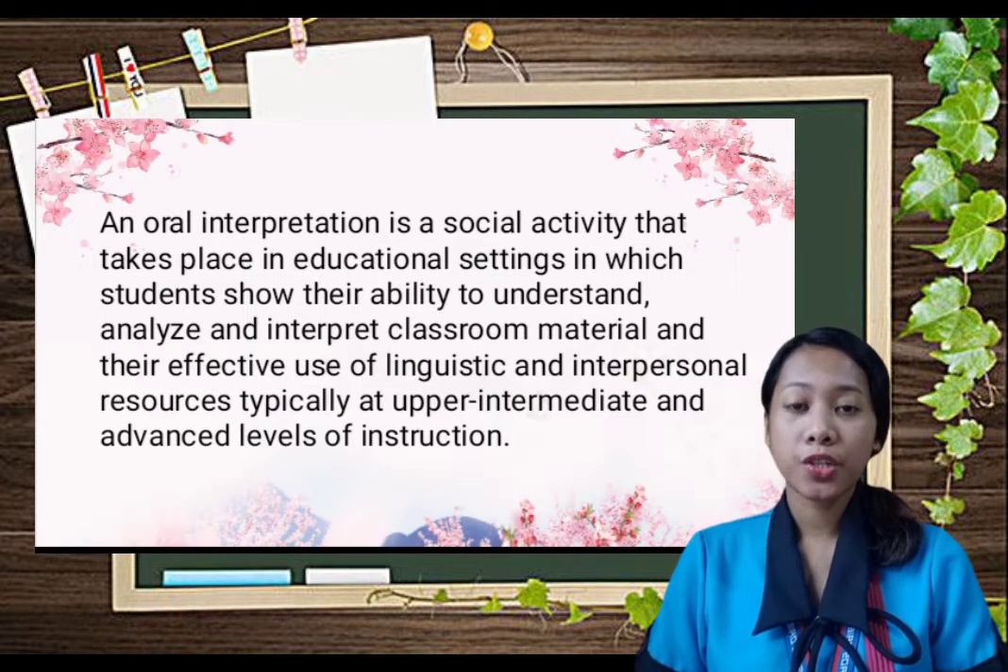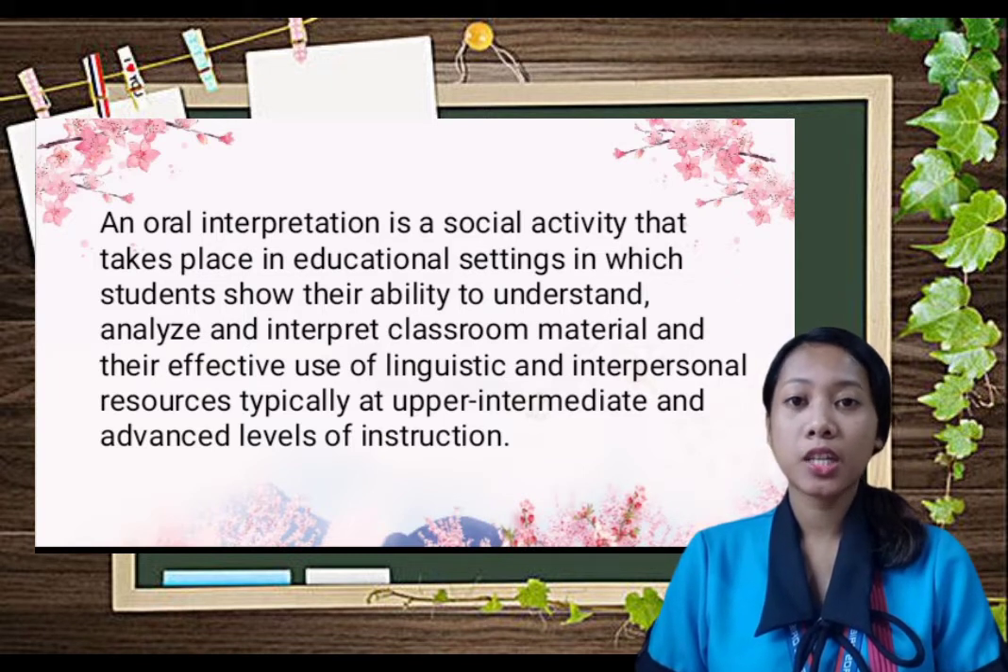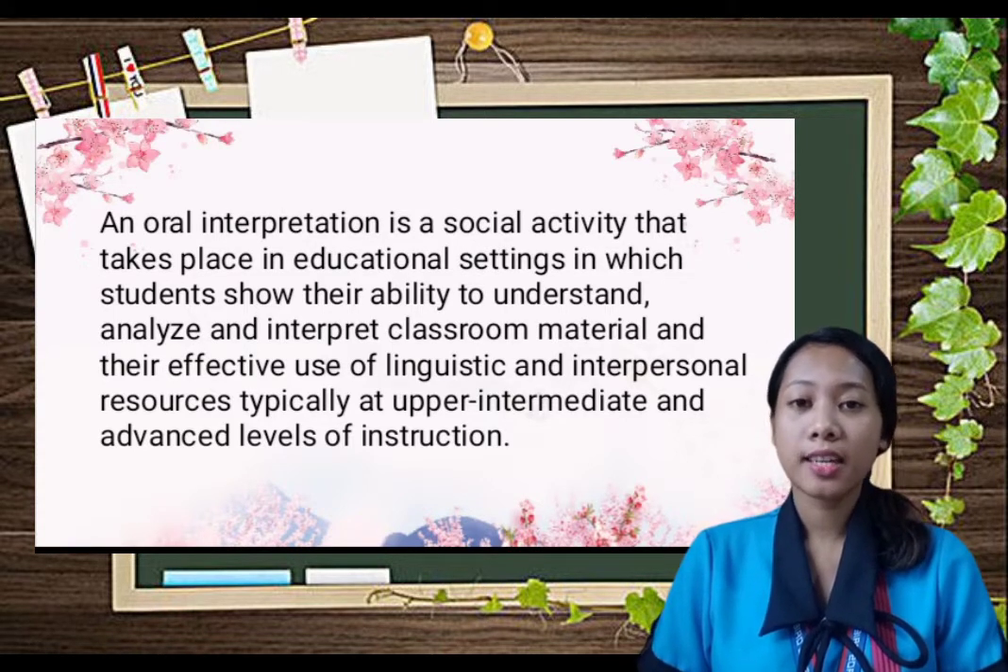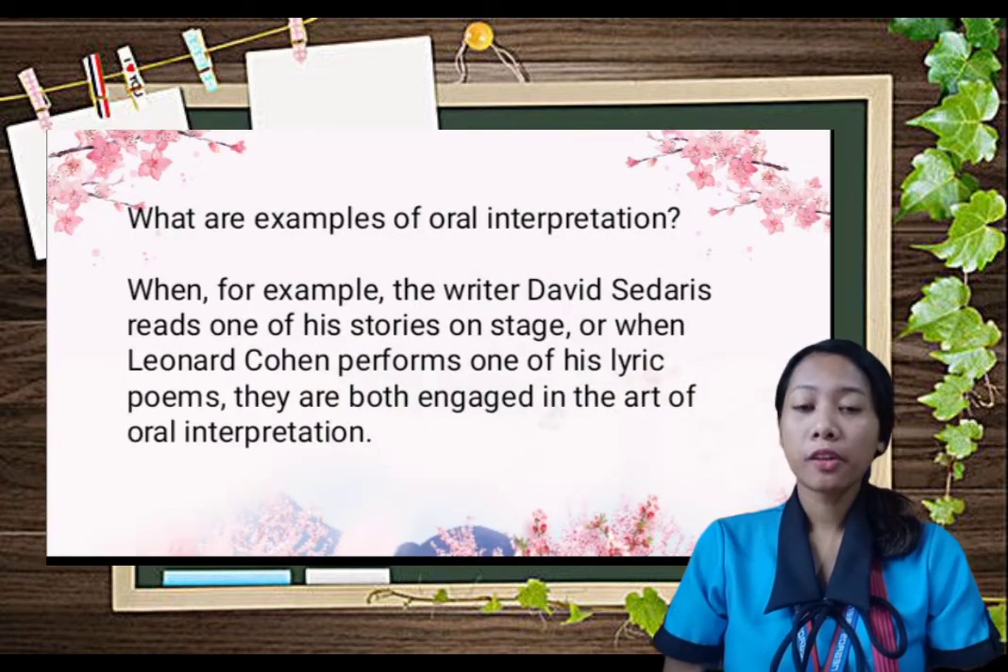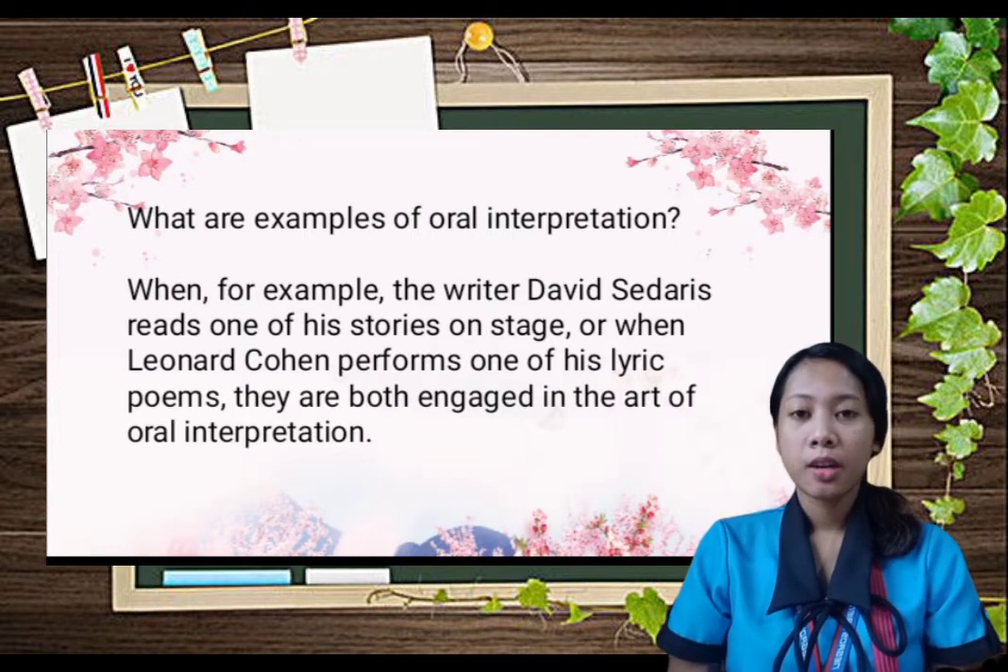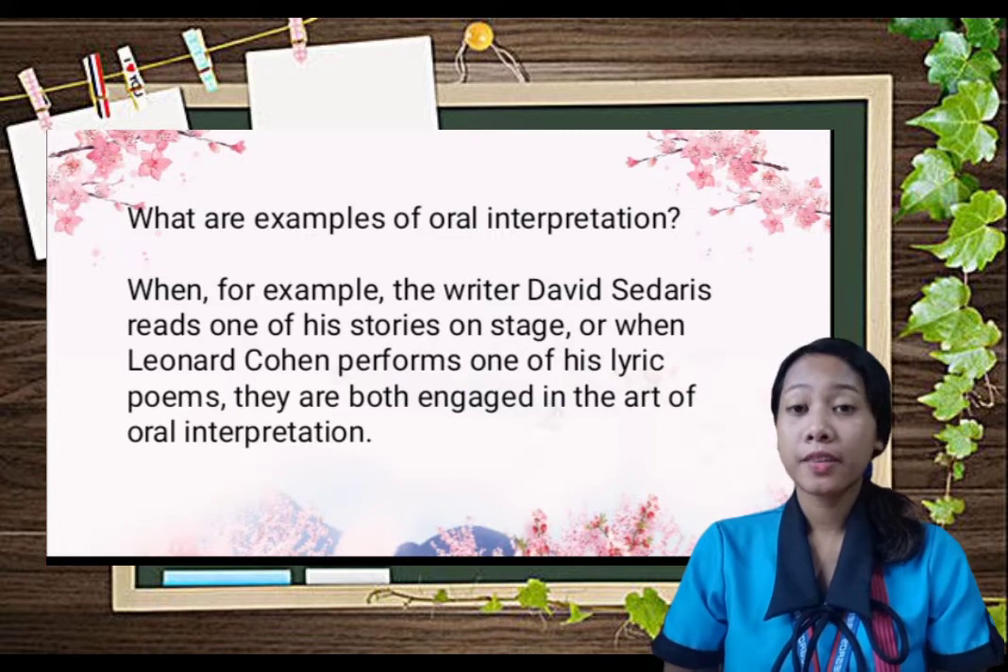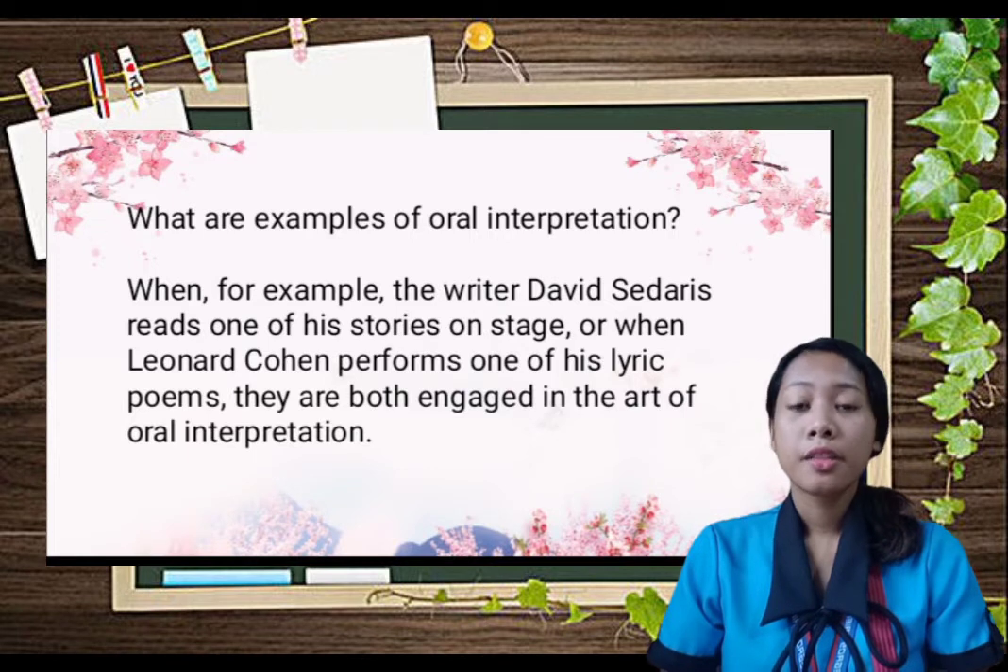An oral interpretation is a social activity that takes place in educational settings in which students show their ability to understand, analyze, and interpret classroom materials and their effective use of linguistic and interpersonal resources, typically at upper, intermediate, and advanced levels of instruction. So, what are the examples of oral interpretation? For example, when the writer David Sedaris reads one of his stories on stage, or when Leonard Cohen performed one of his lyric poems, they are both engaged in the art of oral interpretation.